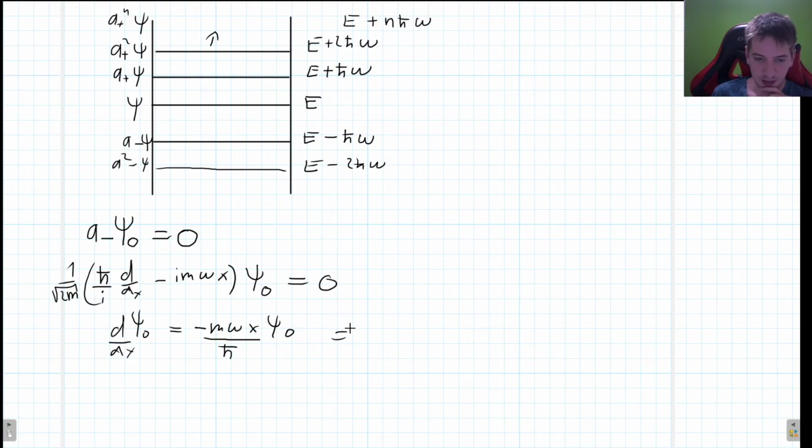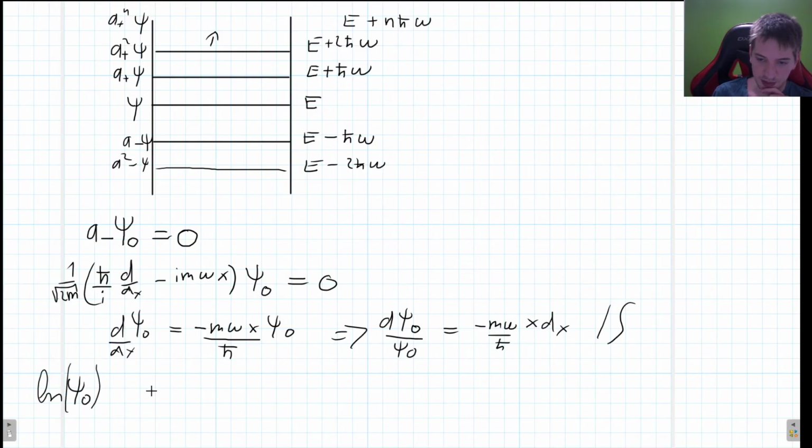So now we can separate the variables. Here we get d psi 0 divided by psi 0. This is equal to minus m omega divided by h bar times x dx. So let's now integrate this. So we get that the logarithm of psi 0 is just going to be minus m omega x squared divided by 2 h bar plus some constant a. And now let's exponentiate all of this. So we can find that psi 0 is going to be some constant a.